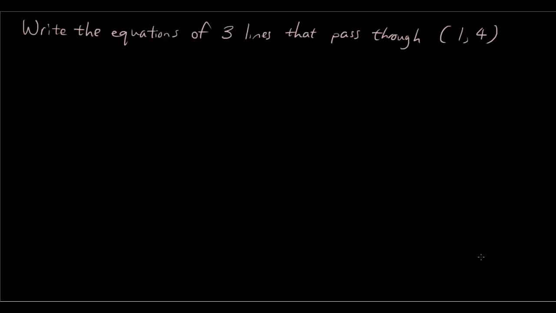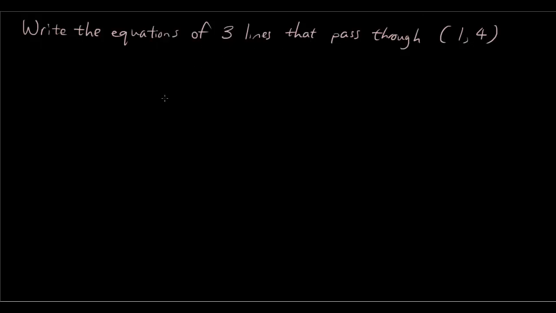Welcome to the maths problem of the day. And today we're going to just do this question here. Write the equations of three lines that pass through 1 and 4. The coordinate 1 and 4.